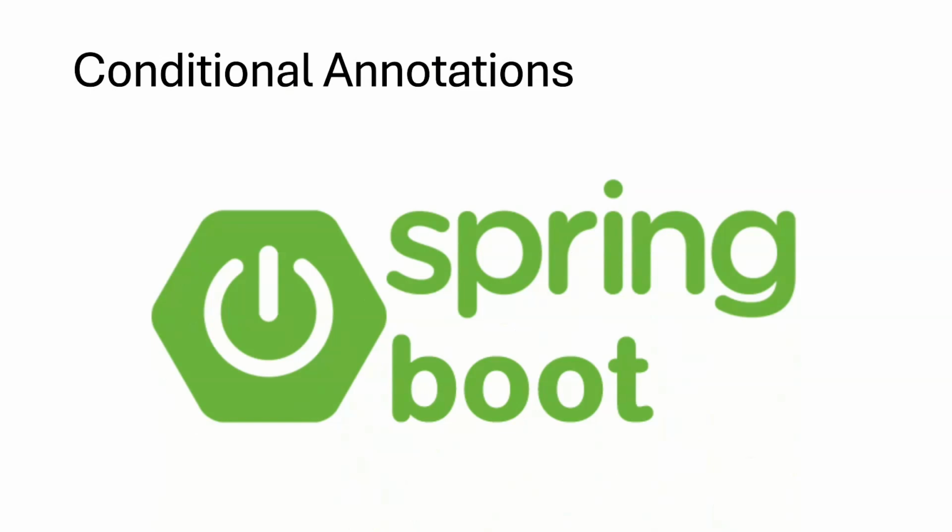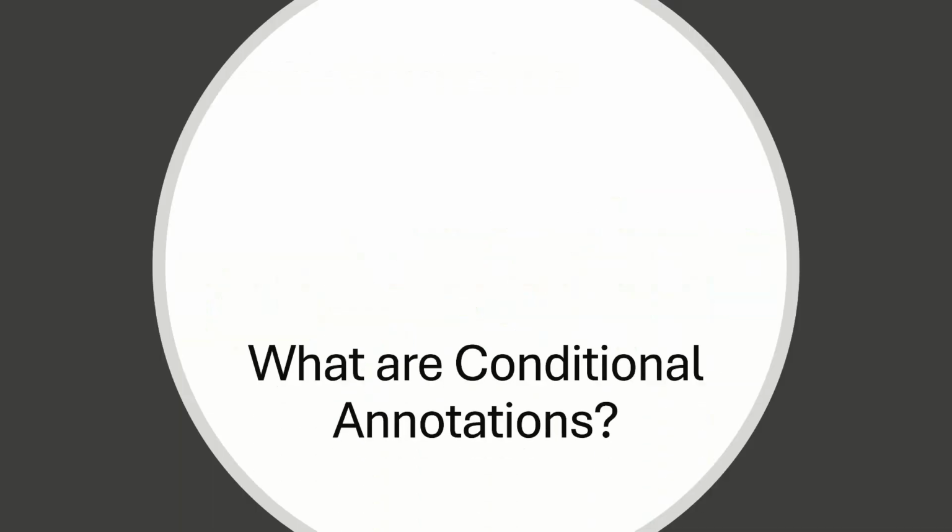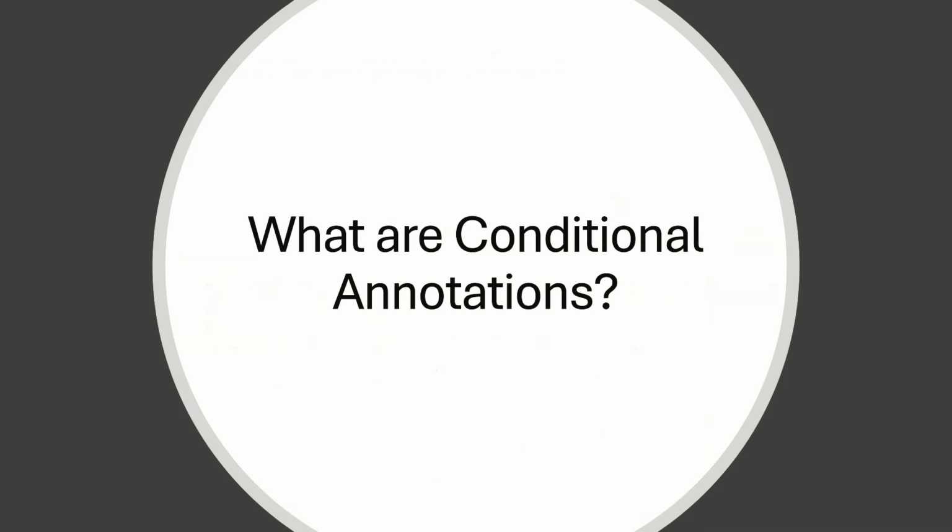Let's jump right in. What are conditional annotations? Conditional annotations in Spring Boot enable us to define beans that are created only under specific conditions. These conditions can be based on various factors such as the environment, the presence of certain classes, properties, and much more. This flexibility is incredibly useful for configuring beans dynamically, ensuring that our application behaves appropriately in different scenarios.